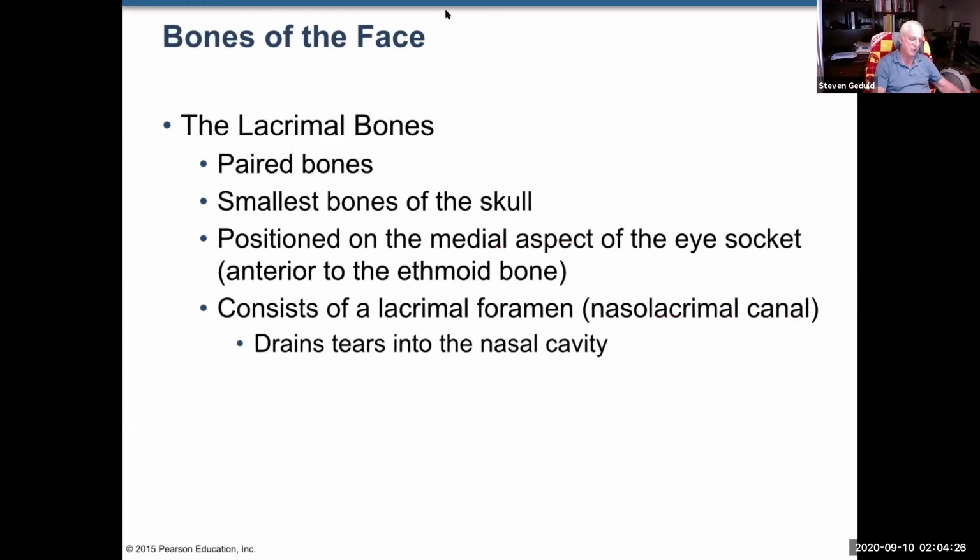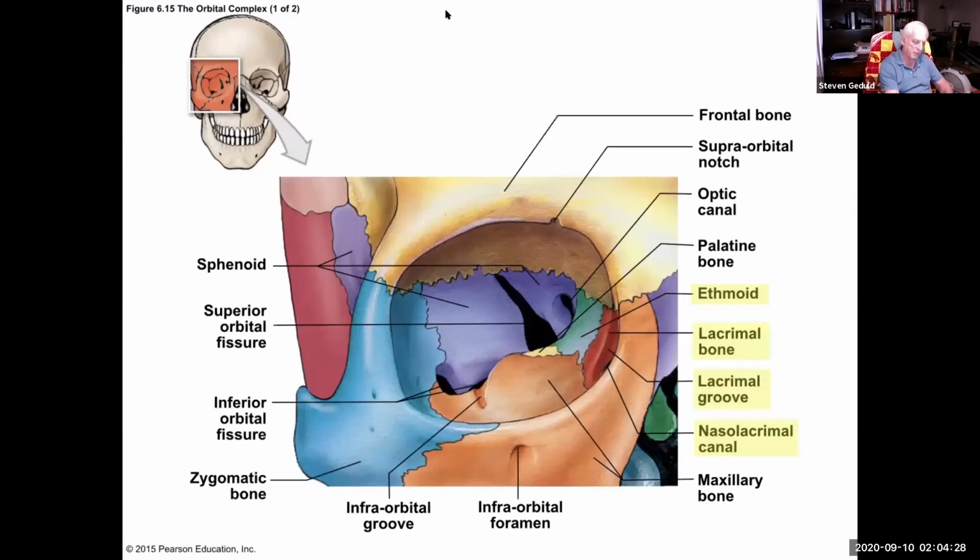And you can see it here. This is the ethmoid bone. This green one right here. The lacrimal bone is this red one right here. And you see this little opening right here, that little hole? That little hole is your nasolacrimal canal. And the lacrimal groove is the groove right above it. So tears flow from the outside portion, lateral portion of your eye, across the eye, into the nasolacrimal canal.